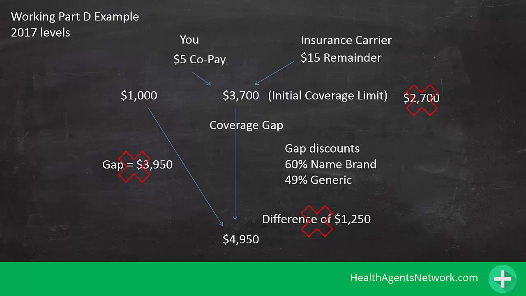So this Part D works with every plan. It's irrespective of who the carrier is or what your copays are. That $3,700 and that $4,950 does not change from carrier to carrier, nor do the gap discounts. So this is how I explain Part D to my clients.